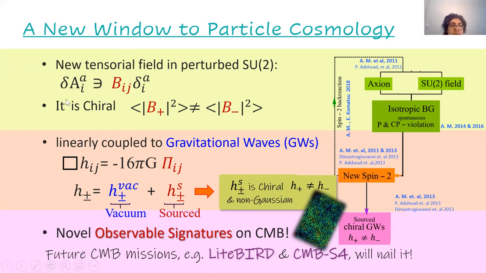And this Bij, since it's a non-abelian gauge field, has self-interactions. Thanks to those self-interactions, this B field is chiral. So if I decompose the Bij, this tensorial mode, into its left-handed and right-handed helicity states, then they would have different values in inflation. And this tensorial degree of freedom now provides a source for gravitational waves. Interestingly, it is coupled linearly to gravitational waves.